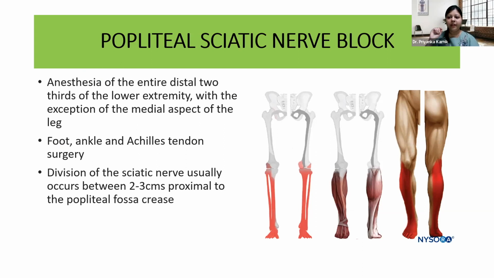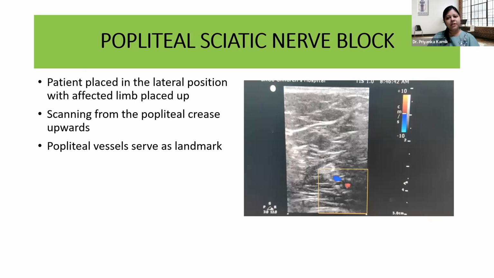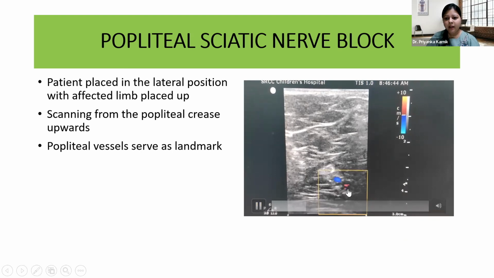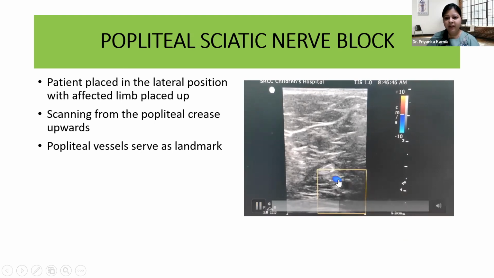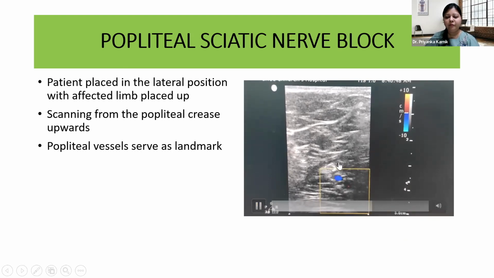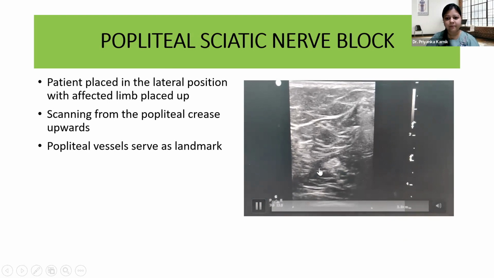So when you want to give a popliteal sciatic block, try to go as proximal as possible where the nerve has not divided. So the patient is placed in the lateral position with the affected limb placed up, and we scan from the popliteal crease upwards. Popliteal vessels serve as a landmark. So here we can see the popliteal artery, the popliteal vein, and the sciatic nerve. It has not branched, as you can see.